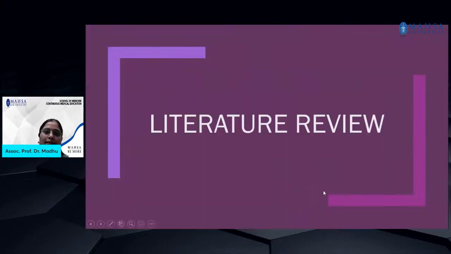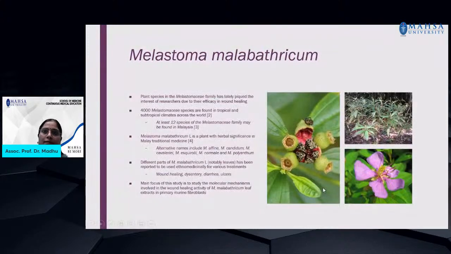Then regarding the literature review, the Melastoma malabathricum species belongs to the family Melastomaceae. Those plants which belong to this family Melastomaceae are found in tropical and subtropical regions in the world, including Malaysia, Indonesia, Cambodia, and many other countries.